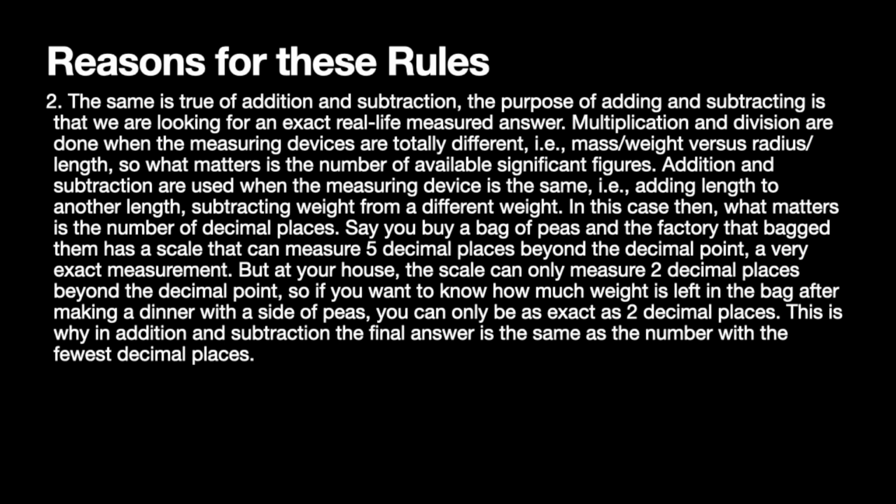Say you buy a bag of peas, and the factory that bagged them has a scale that can measure 5 decimal places beyond the decimal point, a very exact measurement. But at your house, the scale can only measure 2 decimal places beyond the decimal point. So if you want to know how much weight is left in the bag after making a dinner with a side of peas, you can only be as exact as 2 decimal places. This is why in addition and subtraction, the final answer is the same as the number with the fewest decimal places.